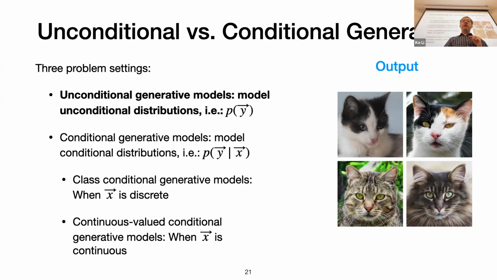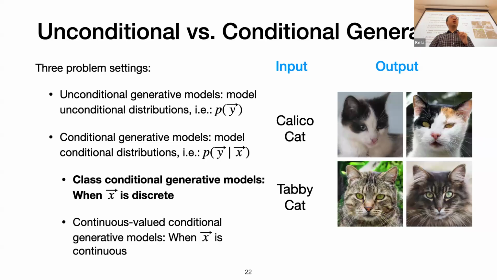There are three different problem settings in general modeling. The simplest is unconditional generative modeling, which is to model just the marginal distribution over some random variable y. That could be, let's say, the image that we looked at. You can also have conditional generative models, which try to model the conditional probability distribution over y given x, where x is just something that you are given.